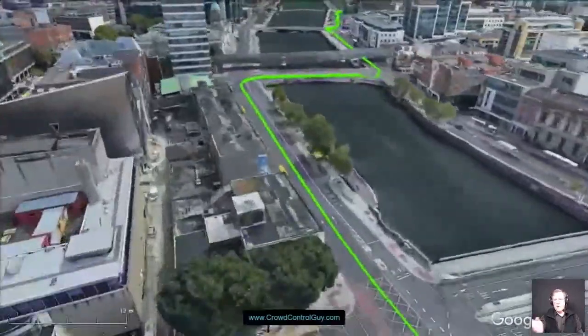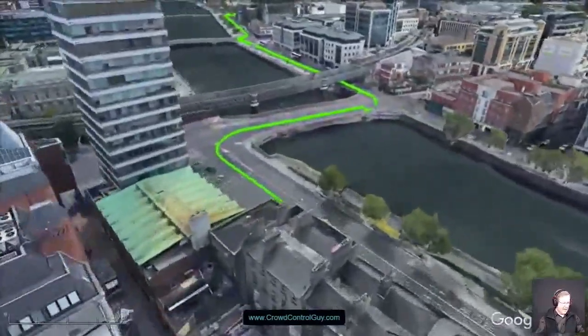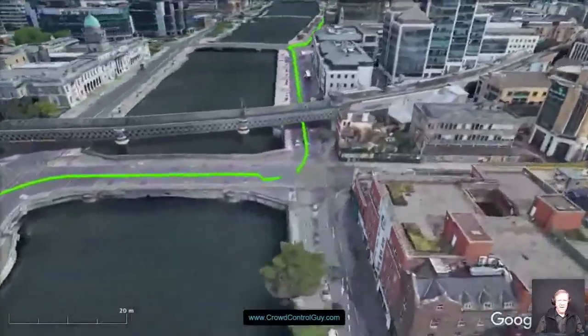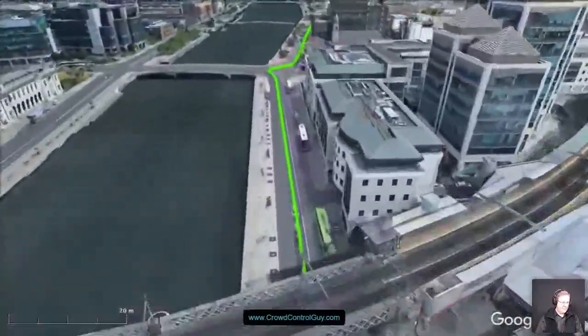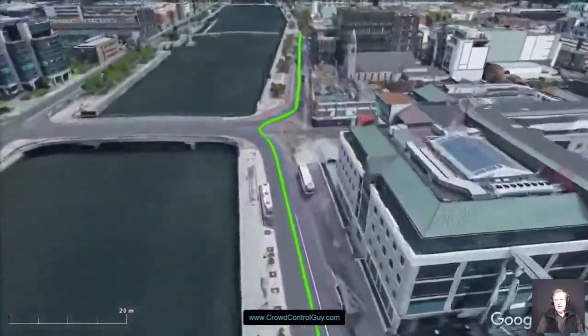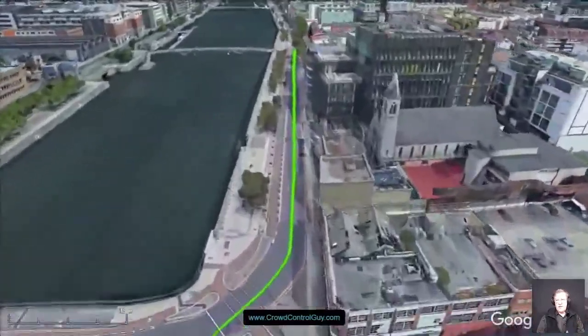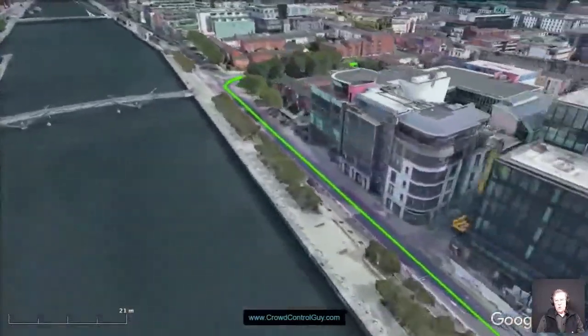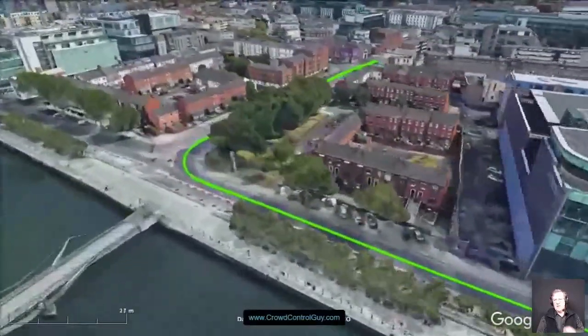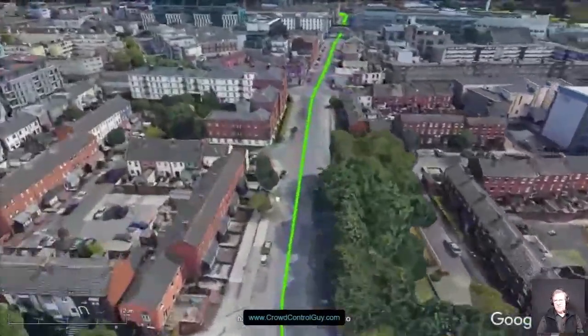If I hadn't done this, I wouldn't know that there's a train track here. Okay? I wouldn't know there's a train track here. We go around the corner, and then you get the idea. So you can speed this up. You can drop down to street level. You can go higher. You can do all sorts of things.